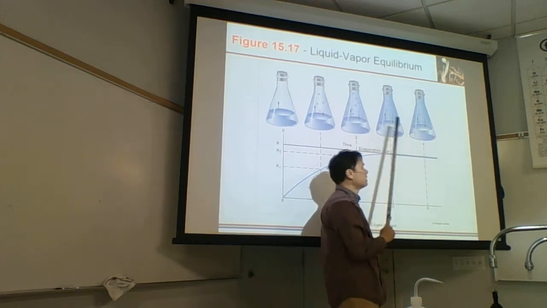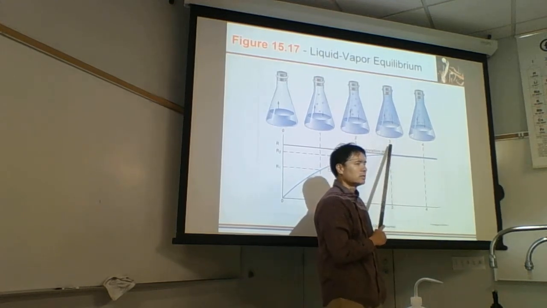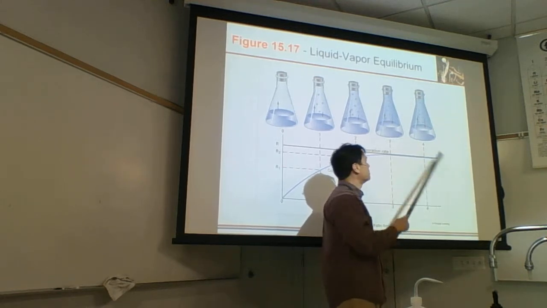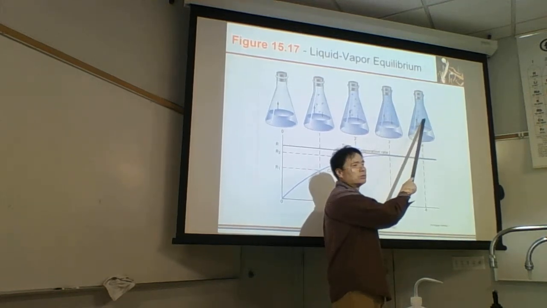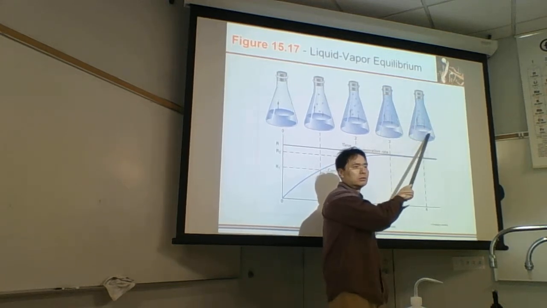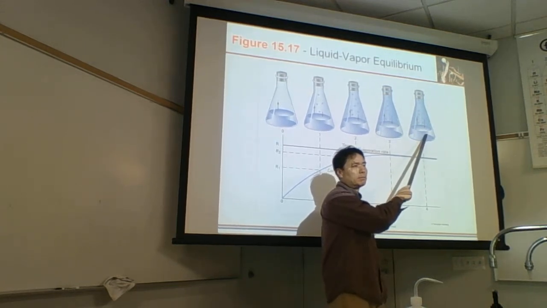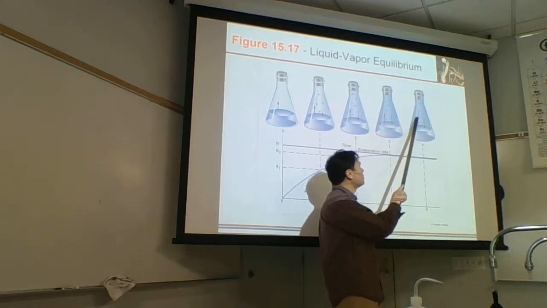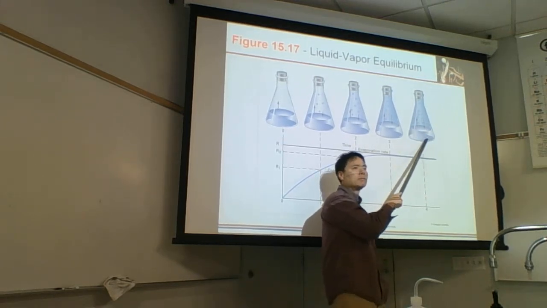No. Vaporization never stops. Vaporization continues. The only reason we've hit equilibrium is because the vaporization rate is equal to the condensation rate. It's just spinning in circles, but we can't stop it. This is called a dynamic equilibrium. It's dynamic because vaporization and condensation never stop.